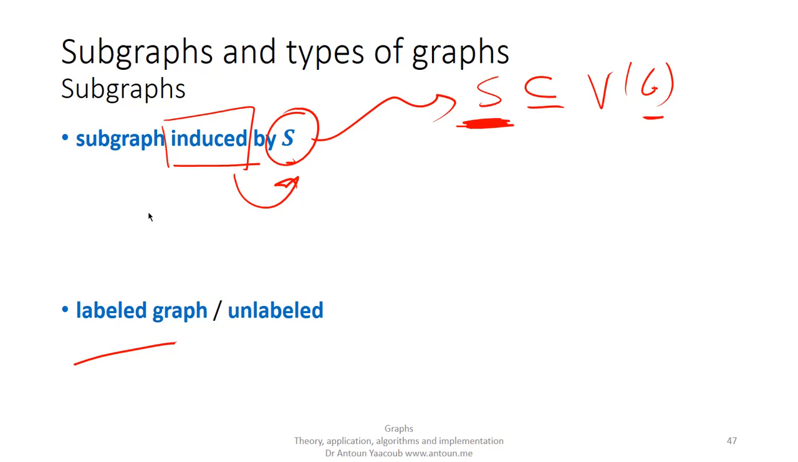It means that I have a graph G, and I have picked a set S of vertices from this graph. It could be all, it could be part of it. So the subgraph induced by S means that I have kept all the vertices that I have chosen in S and all the edges from the graph. So I have kept all the graph.